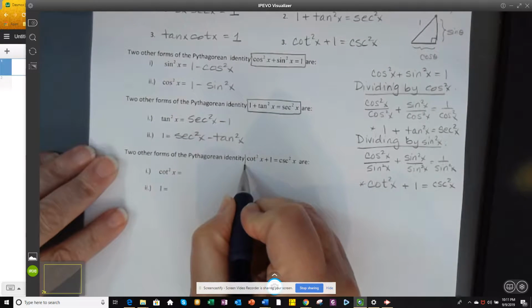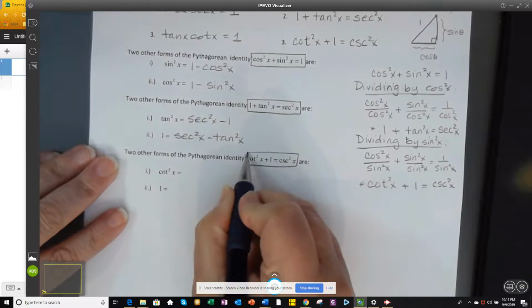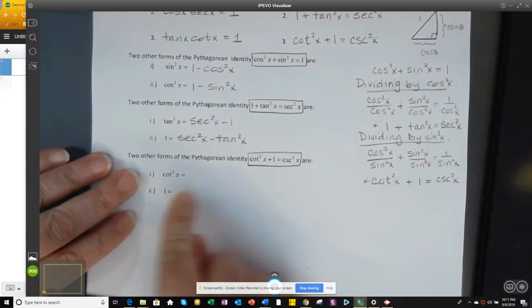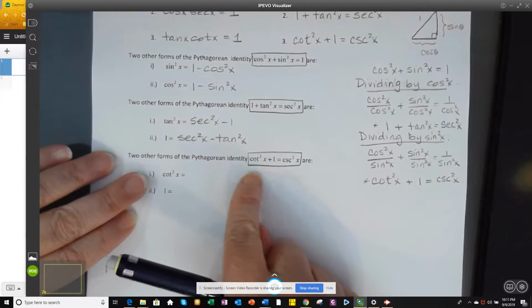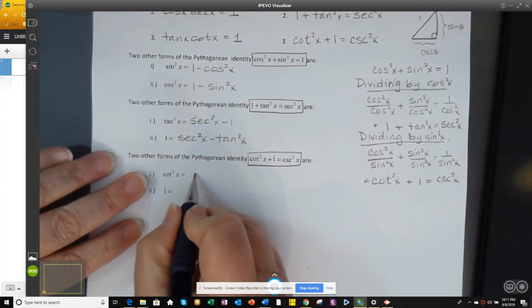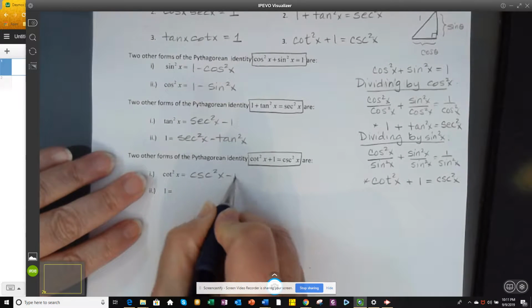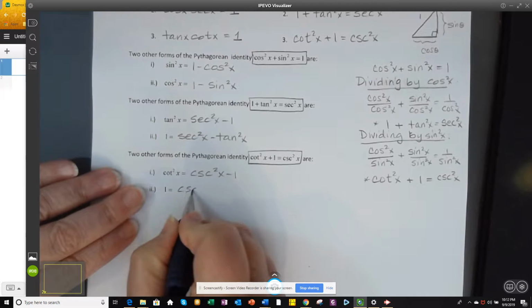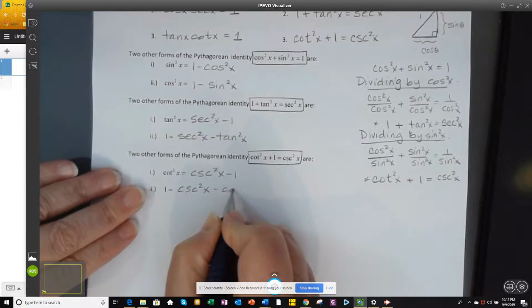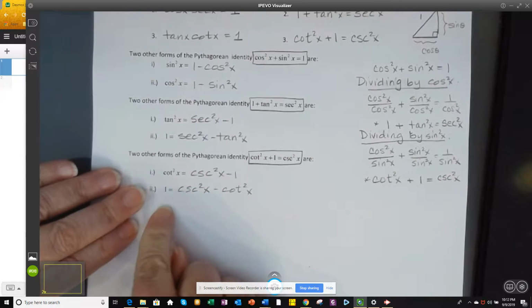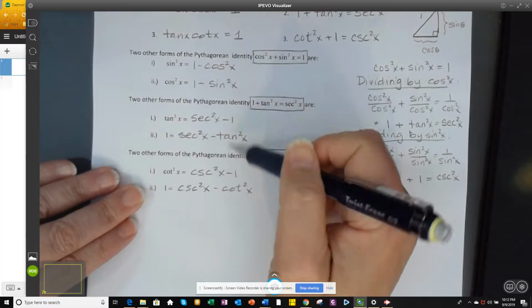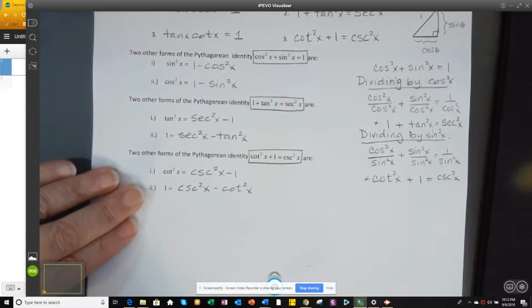All right, what about cotangent squared x plus 1 equals cosecant squared x? Well, cotangent squared x, if I were to solve this equation for it, would be nothing more than cosecant squared x minus 1. And if I were to solve this equation for 1, we would get cosecant squared x minus cotangent squared x, and we'd also get 1. All of these four factor because they're the difference of perfect squares, which is really kind of neat.